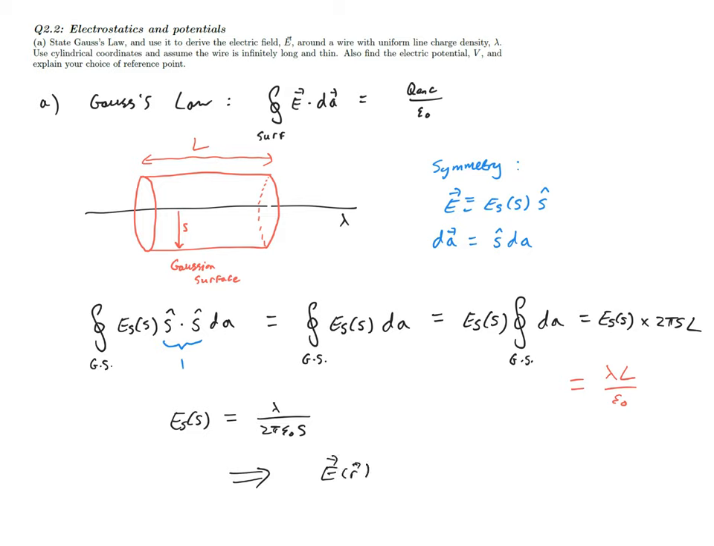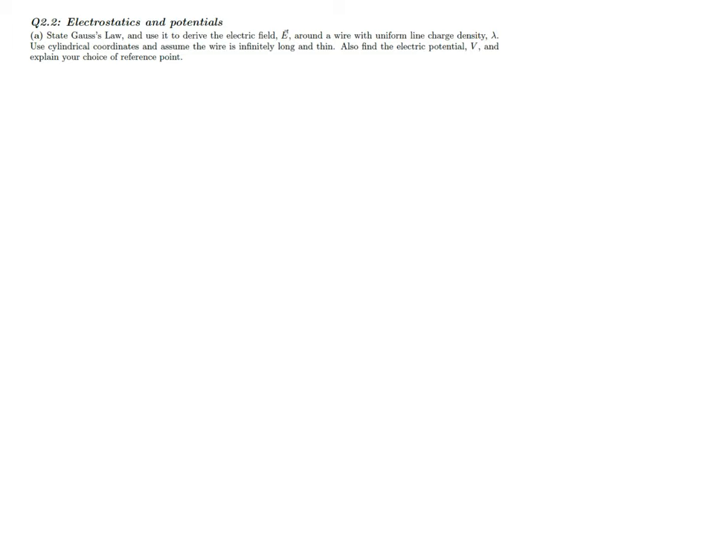The electric field at a field point R is therefore lambda upon 2 pi epsilon naught S in the S hat direction. Tick. Okay, we're not quite finished yet. We've worked out the electric field, but we're also asked to work out the potential, the electrostatic potential.